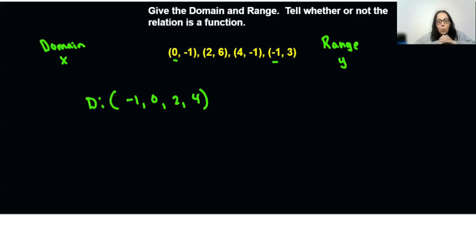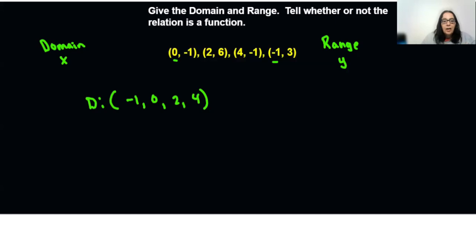I cannot write the answer for the domain as -1 through 4. Do you guys know why? Why didn't I just write -1 to 4? Well, if I said -1 to 4, that would include 2.8. That would include 1. It would include 3. It would include all the decimals in between there. And that's not what our relationship is showing. Our relationship is just showing those x values. Therefore, you need to list them.